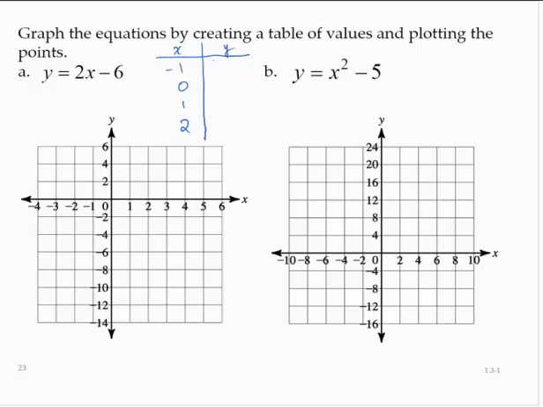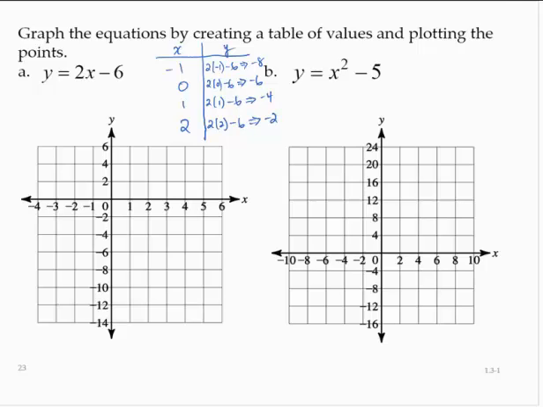All right, so if x is negative 1, we would have 2 times negative 1 minus 6. Following the order of operations, that would give you negative 8. If x is 0, 2 times 0 minus 6 is negative 6. If x is 1, 2 times 1 minus 6 is negative 4. And if x is 2, 2 times 2 minus 6 is negative 2.